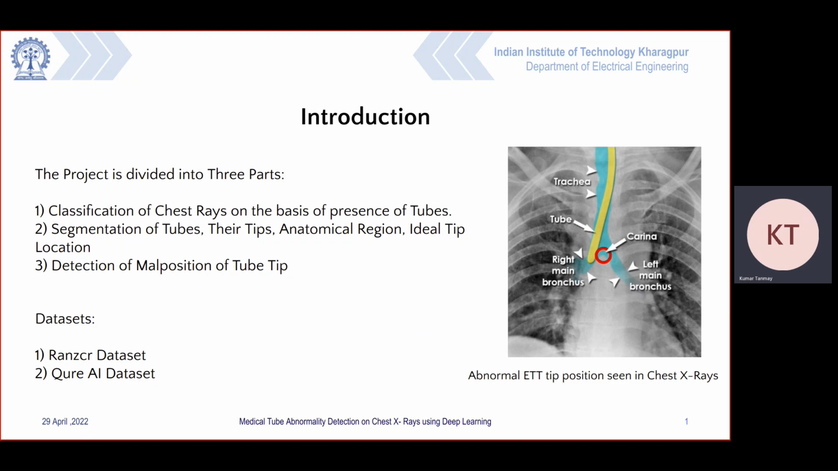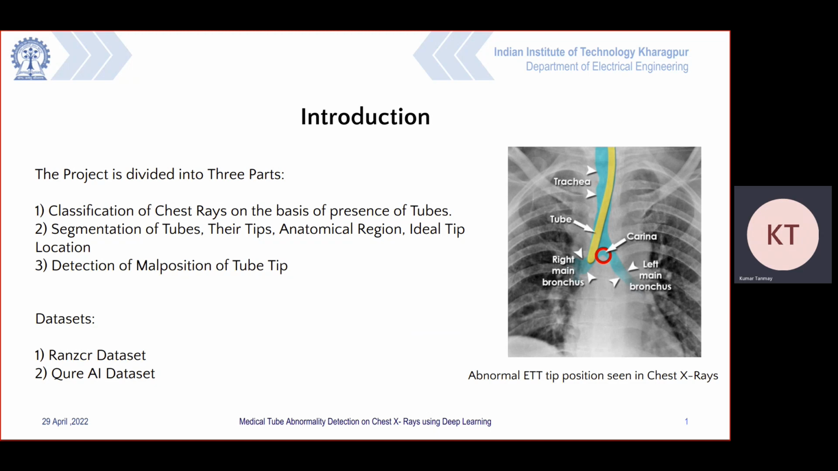The traditional way of detecting any tube malposition is by manually looking at the chest X-ray. The aim of this project is to automatically detect any abnormal position of the endotracheal tube, nasogastric tube, central venous catheter, and Swan-Ganz catheter given a chest X-ray. The entire project is hence divided into three parts. The first is the classification of chest X-rays on the basis of the presence of a tube. The second is the semantic segmentation of tubes, their tips, reference anatomical regions, and ideal tip regions.